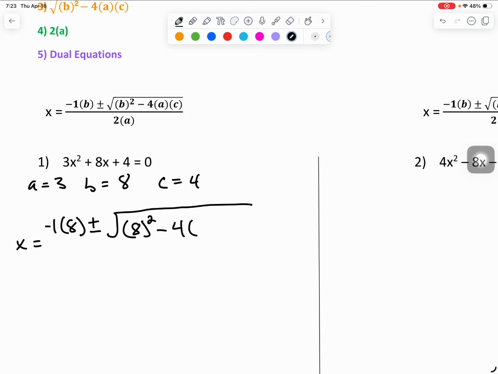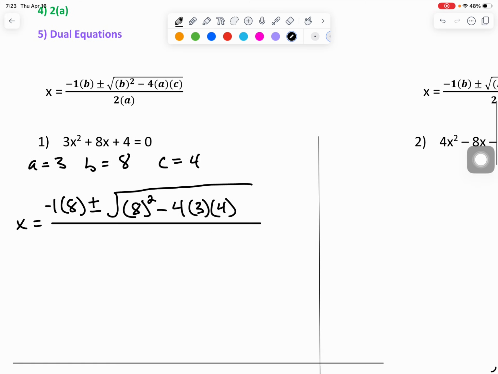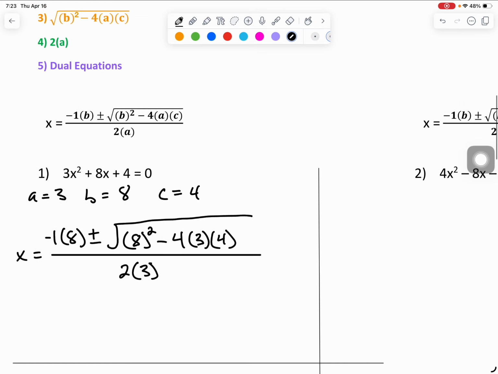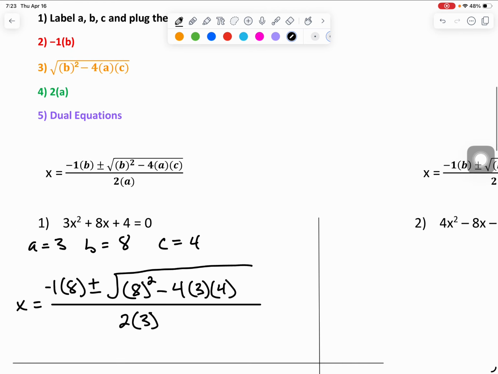Open parenthesis. This time we put in our A of 3. Great job. And what do we put in next, guys? Oh, the best. Our C of 4. Close it. We're going to go ahead and set that over our 2, open parenthesis, A of 3, close. Step 1 is in the books. Step 2, we'll just do our -1 times B.